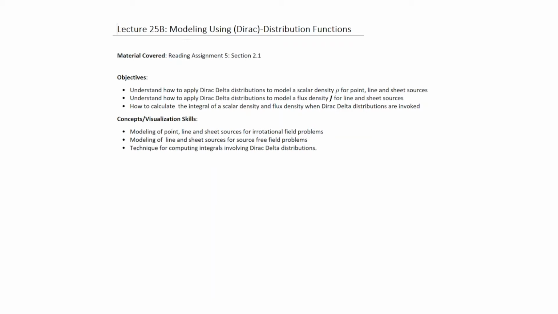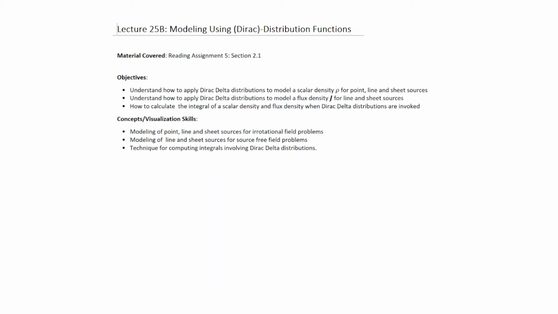The objectives of this lecture are, first, to understand how to apply Dirac delta distributions to model scalar density rho for point, line, and sheet sources. Secondly, to understand how to apply Dirac delta distributions to model a flux density J for line and sheet sources. Whenever I say flux, it invokes the notion of a vector. If I just say density, then that's a scalar, but flux density means it is a vector. Thirdly, how to calculate the integral of a scalar density and flux density when Dirac delta distributions are invoked.